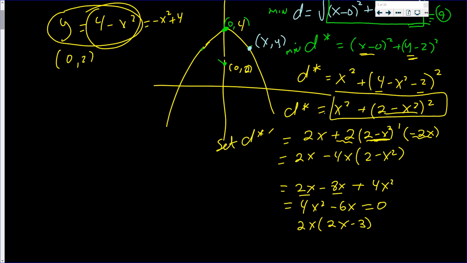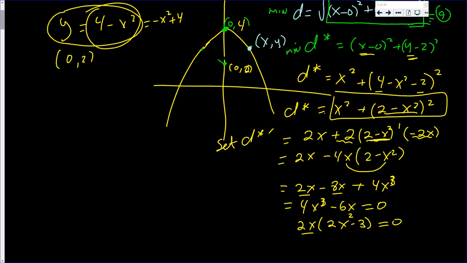So what's bothering me? When I multiply that, I should get 4x cubed. I should get 4x cubed. So when I factor out 2x, I'll get 2x squared minus 3.